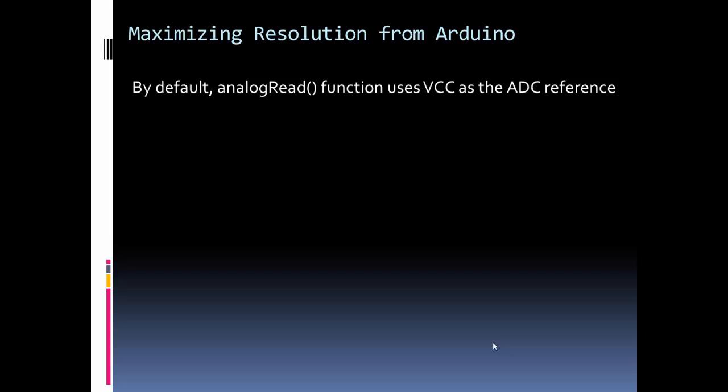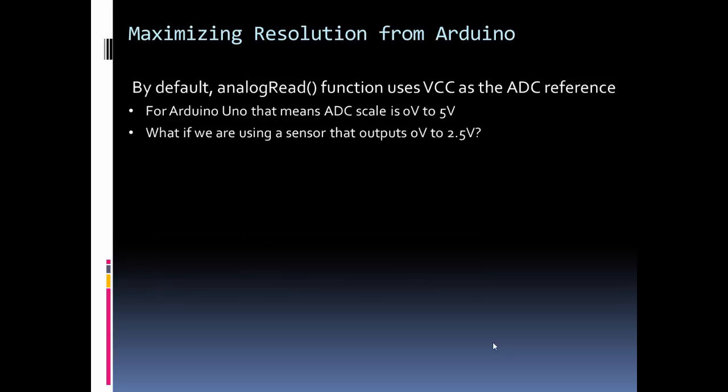So what is VCC? Well, if we think about the Arduino Uno, it's 5 volts. It's whatever the input power is. So by default, that input power voltage level is used as the ADC's reference. And I already said that for Arduino Uno, that's 0 to 5 volts.